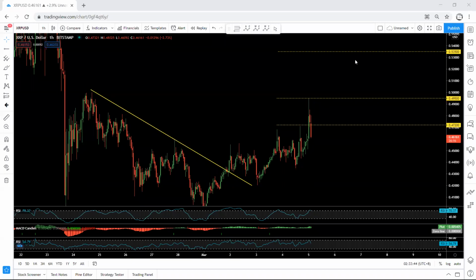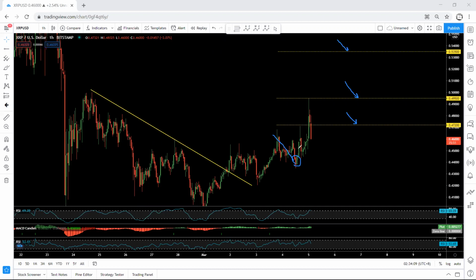XRP, we start with the 1 hour chart. Okay, first of all, if we refer to our analysis, when the price was exactly here, we mentioned we're looking for a buy because we were talking about this correction. And at that time, we put our targets. The first take profit was 0.47, the second was 0.495, and the last one was 0.535.